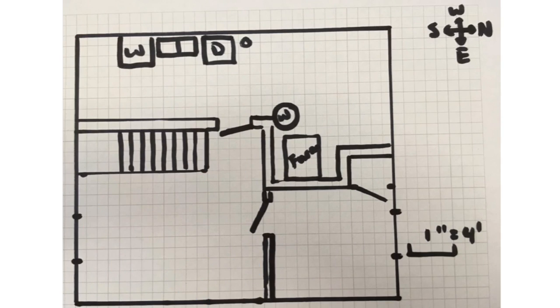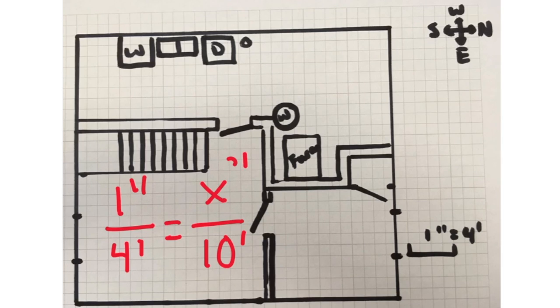Now let's say I wanted to add in a hot tub. I want to have a hot tub in my basement. And in real life, that hot tub is 10 feet by 10 feet. So now I need to know what size that would be in inches for the drawing. The drawing is 1 inch, is 4 feet in real life. My hot tub is 10 feet, so it has to match up with the 4 feet. And I want to know how many inches that would be on the drawing. Notice I made the inches match up with inches, feet match up with feet.